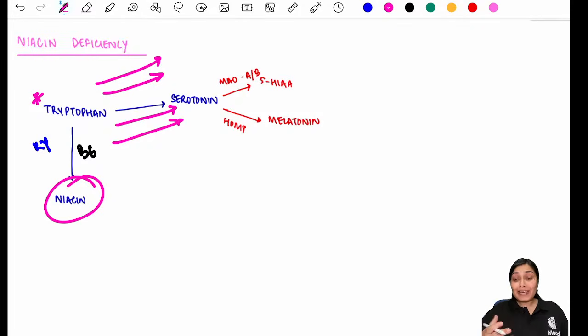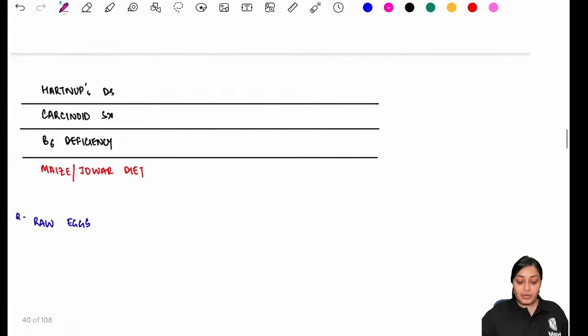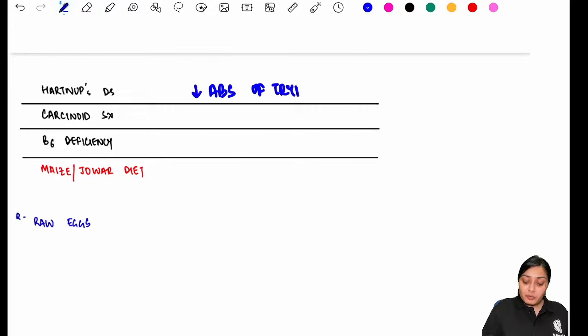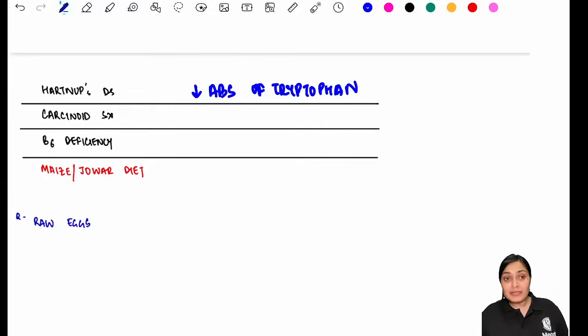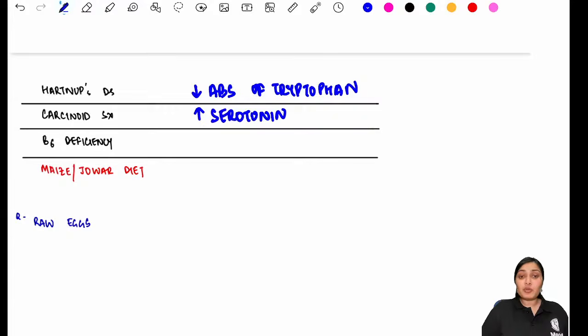Also, contents like maize, jowar based diet, they inhibit this kynurenine pathway, and that would again lead to niacin deficiency. So let's look at the causes over here. First is Hartnup's disease. What happens in Hartnup's disease? There is decreased absorption of tryptophan. So by decreased absorption of tryptophan, my niacin production will decrease and there will be pellagra-like symptoms. In carcinoid syndrome, there is increase in the serotonin production. So all of the tryptophan will be utilized in serotonin production. I will have niacin deficiency.